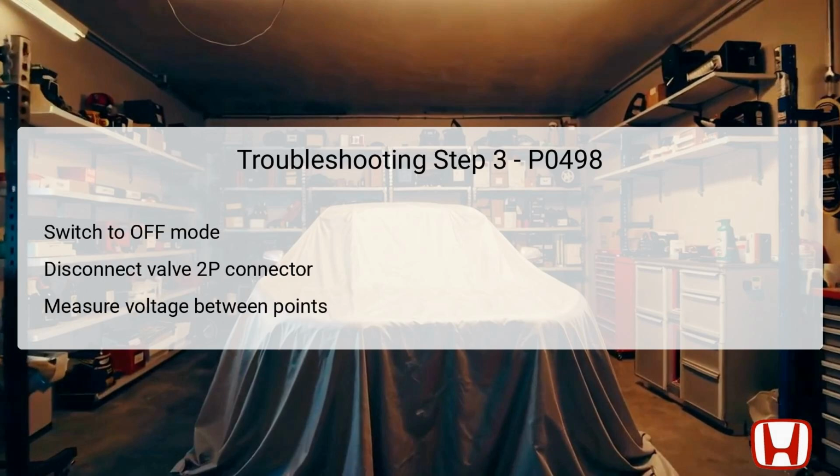Proceeding to step 3, first switch the vehicle to the off or lock mode. This step ensures that no electrical current is running through the system while testing. Next, disconnect the EVAP canister vent shut valve 2P connector, which allows for direct measurement of voltage without interference from the rest of the system. Subsequent to this, turn the vehicle back to the on mode, preparing to take voltage measurements. Use a multimeter to measure the voltage between the specified test points, the non-fuse side of the connector, and a body ground.